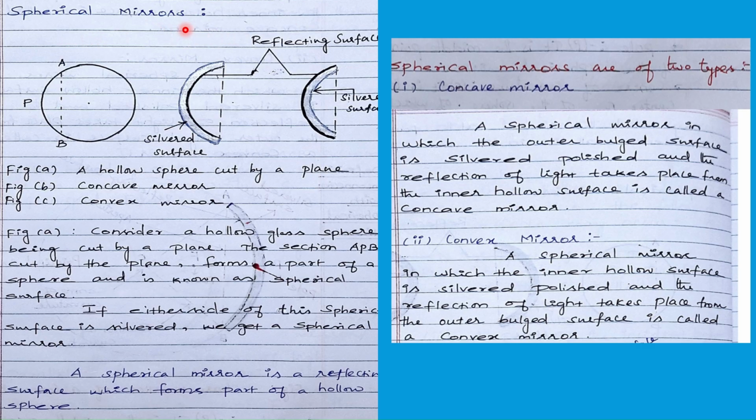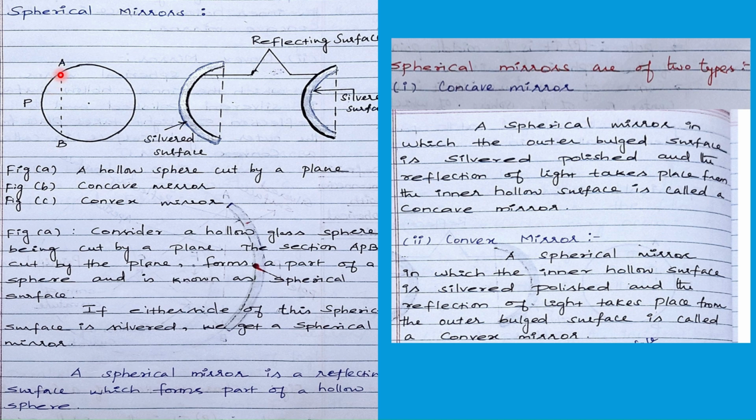So spherical mirrors. The diagram explains: figure A, a hollow sphere cut by the plane. Figure B represents a concave mirror. Figure C represents a convex mirror. So in figure A, consider a hollow glass sphere being cut by the plane. The section A, P, B, the points cut by a plane, forms a part of a sphere, and it is known as a spherical surface.